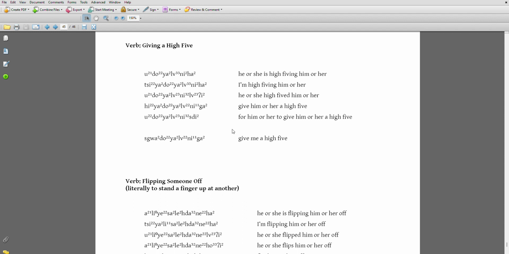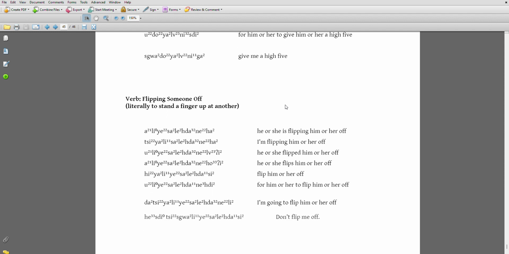Flipping someone off, literally. To stand a finger up at another. Alye salehtane, huh? He or she's flipping him or her off. Chiali salehtane, huh? I'm flipping him or her off. Ulye salehtane lai. He or she flipped him or her off. Alye salehtane hoi. He or she usually flips him or her off.